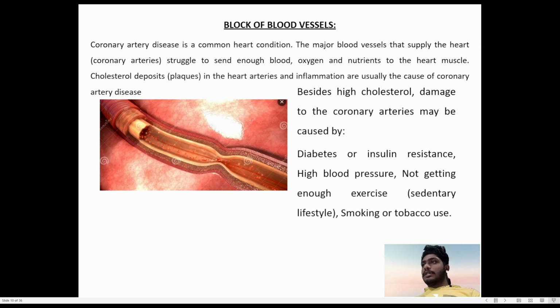Blockage of blood vessels. Coronary artery disease is a common heart condition. The major blood vessels that supply the heart struggle to send enough blood, oxygen, and nutrients to the heart muscle. Cholesterol deposits, plaques in the heart arteries, and inflammation are usually the cause of coronary heart disease. Besides, high cholesterol and damage to the coronary arteries may be caused by diabetes or insulin resistance, high BP, not getting enough exercise, and smoking or tobacco use.